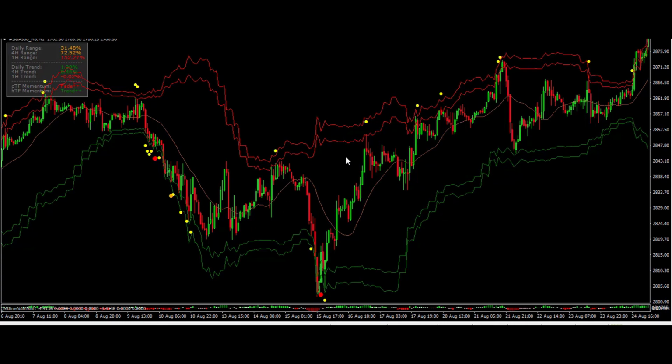May it be during a period of consolidation, or during a period where the market is potentially gearing up for a breakout, or during times when the market is trending heavily.